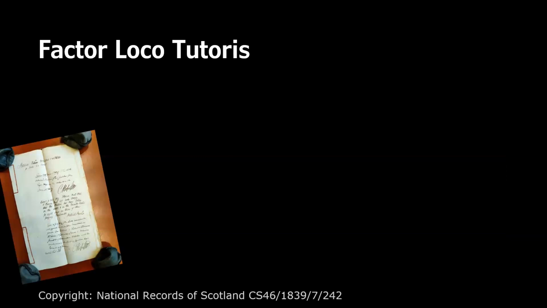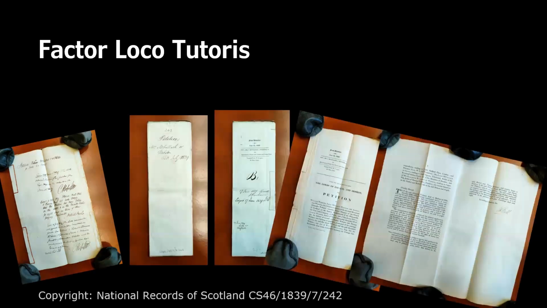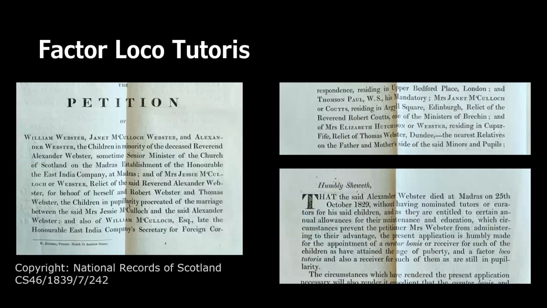Now, the original records are packed with information. So let's have a quick look at the example that's related to the catalogue entry you just saw. We can see that Alexander Webster died on 25th October 1829 at Madras, and he did not appoint tutors for his children. Also, the children's mother was unable to administer their affairs, so the nearest relatives requested that a solicitor be appointed by the court to do this.